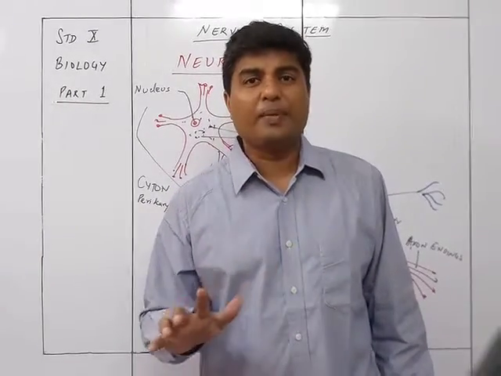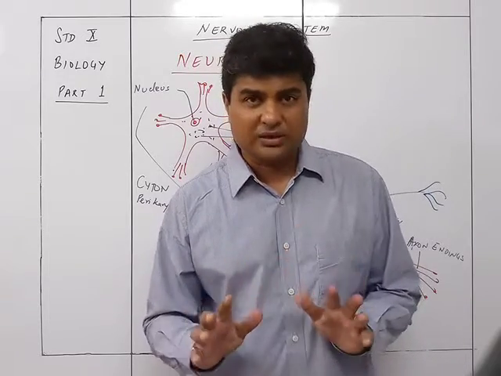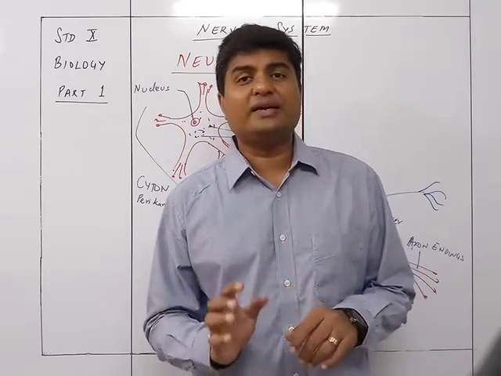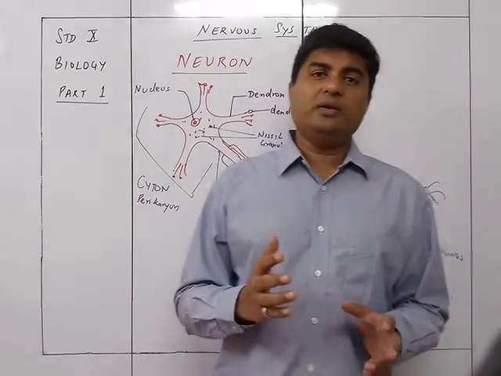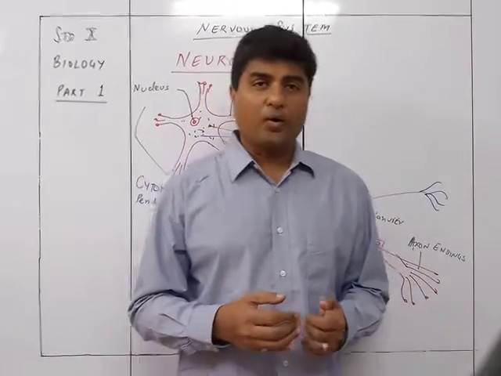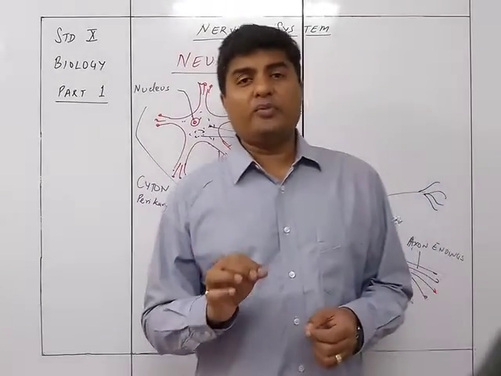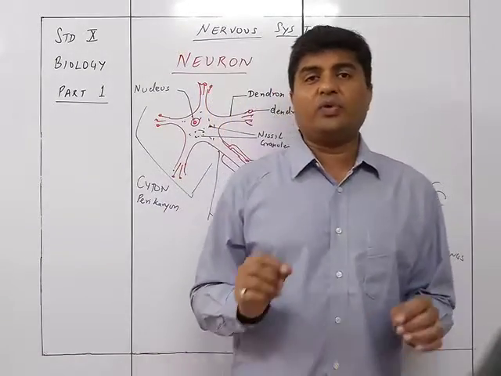There is no replacement taking place. Repair happens, but replacement does not. That's the reason if a nerve cell is damaged and cut, you cannot have a new nerve cell coming up. That's why it is a very, very important kind of cell. So right from your birth to death, the nerve cells you have will be fixed.